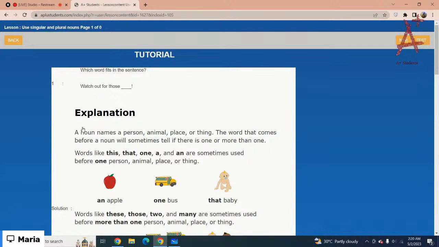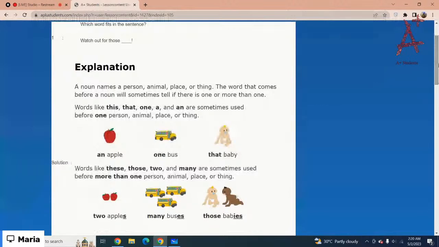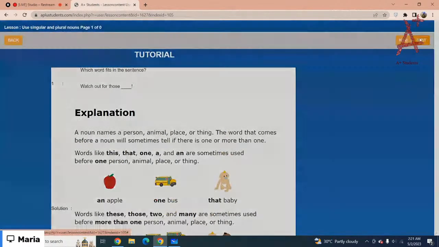Words like these, those, two, many are sometimes used before more than one person, place, or thing, like two apples. See, two and apples, that means more than one apple. Many buses. ES also tells you it is plural, and many also tells you more than one. Those babies, more than one baby. Got it? So let's just start with the practice questions.